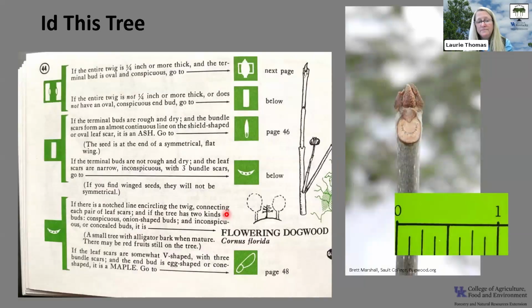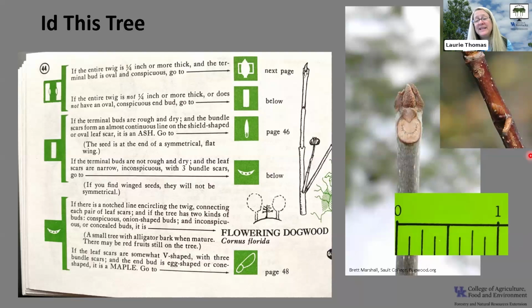page 44. Top bracket. Now it's asking us about the thickness of this twig. So it says, is the entire twig an inch or more in thickness, and the terminal bud is oval and conspicuous? Well, that's a conspicuous terminal bud, but we notice that our twig is not a quarter of an inch thick, and also our terminal bud is not oval. This is what they mean by an oval.